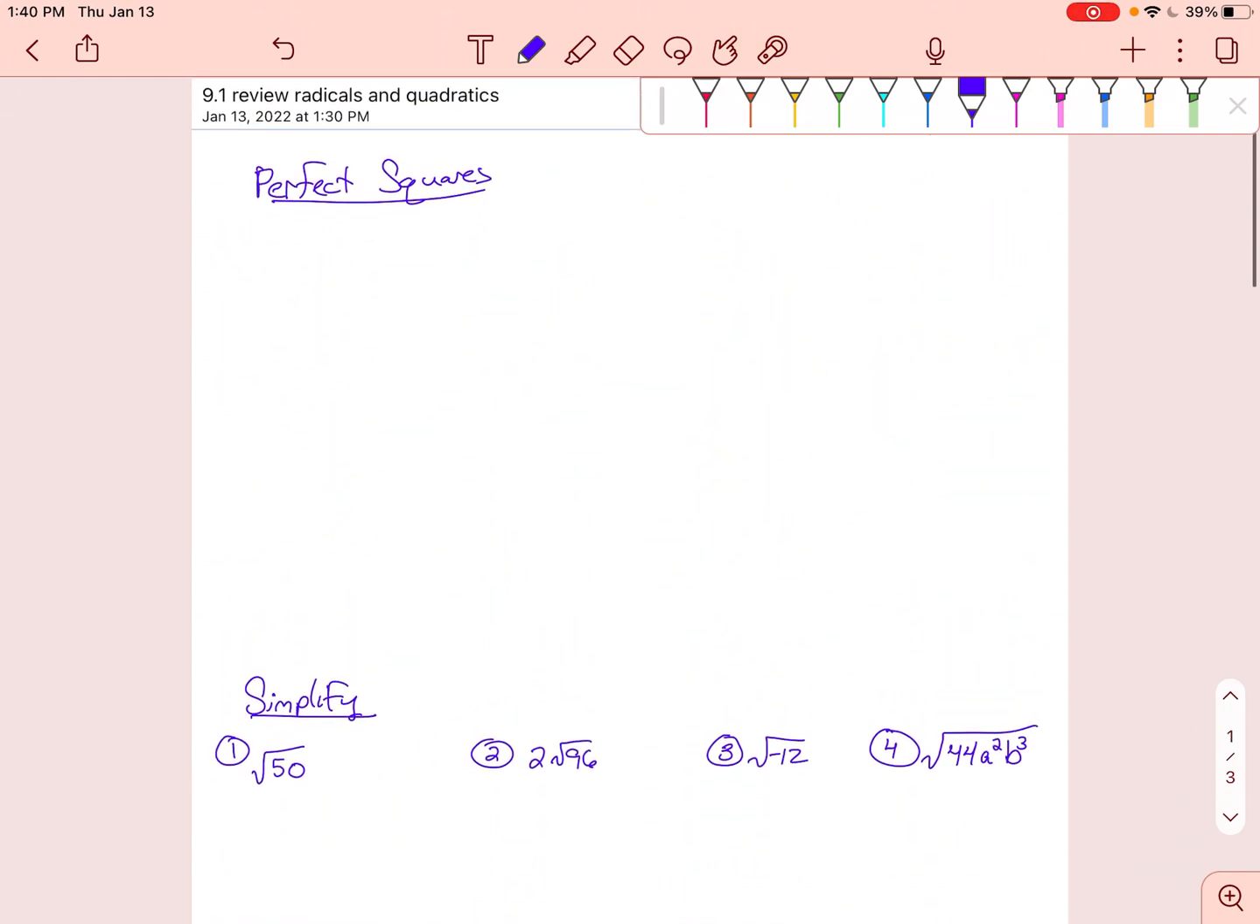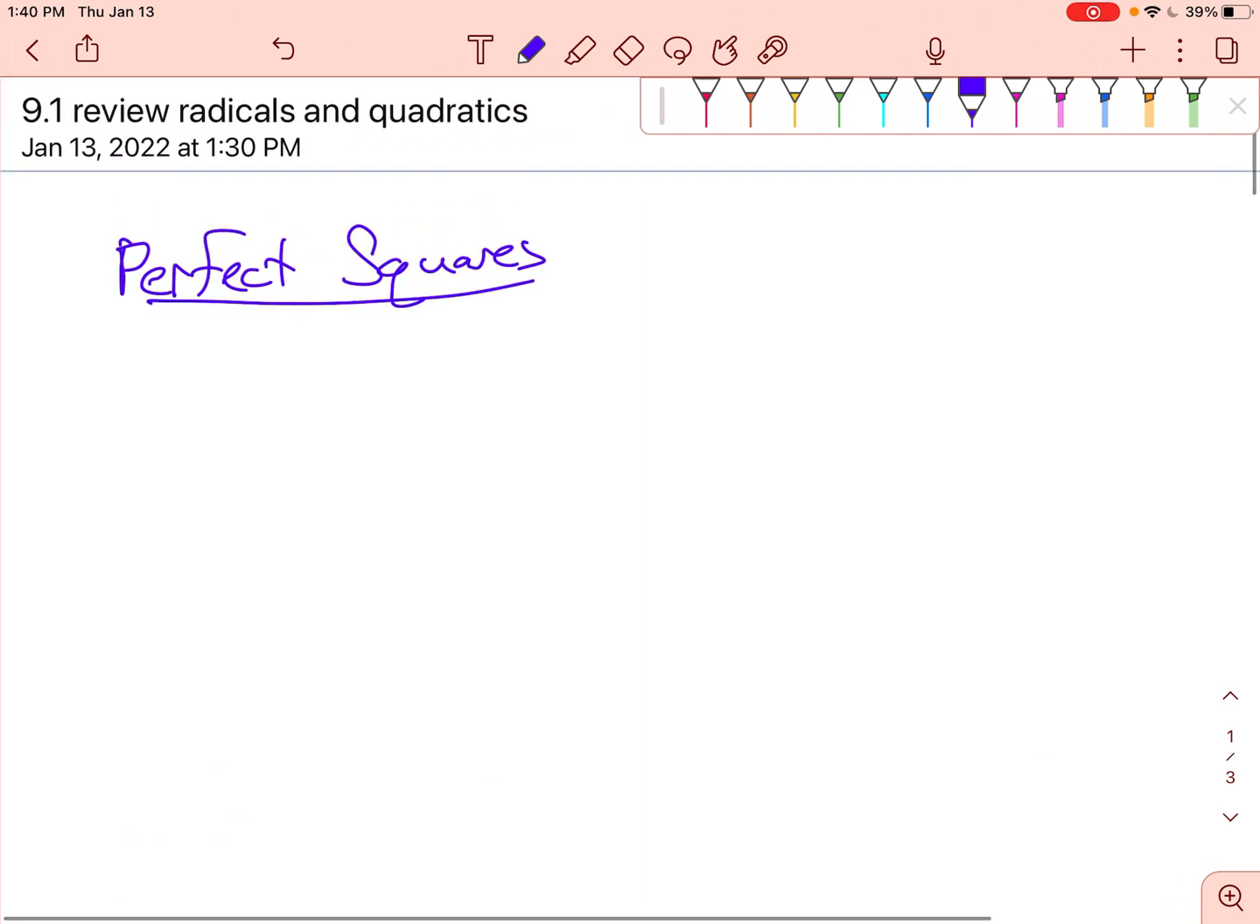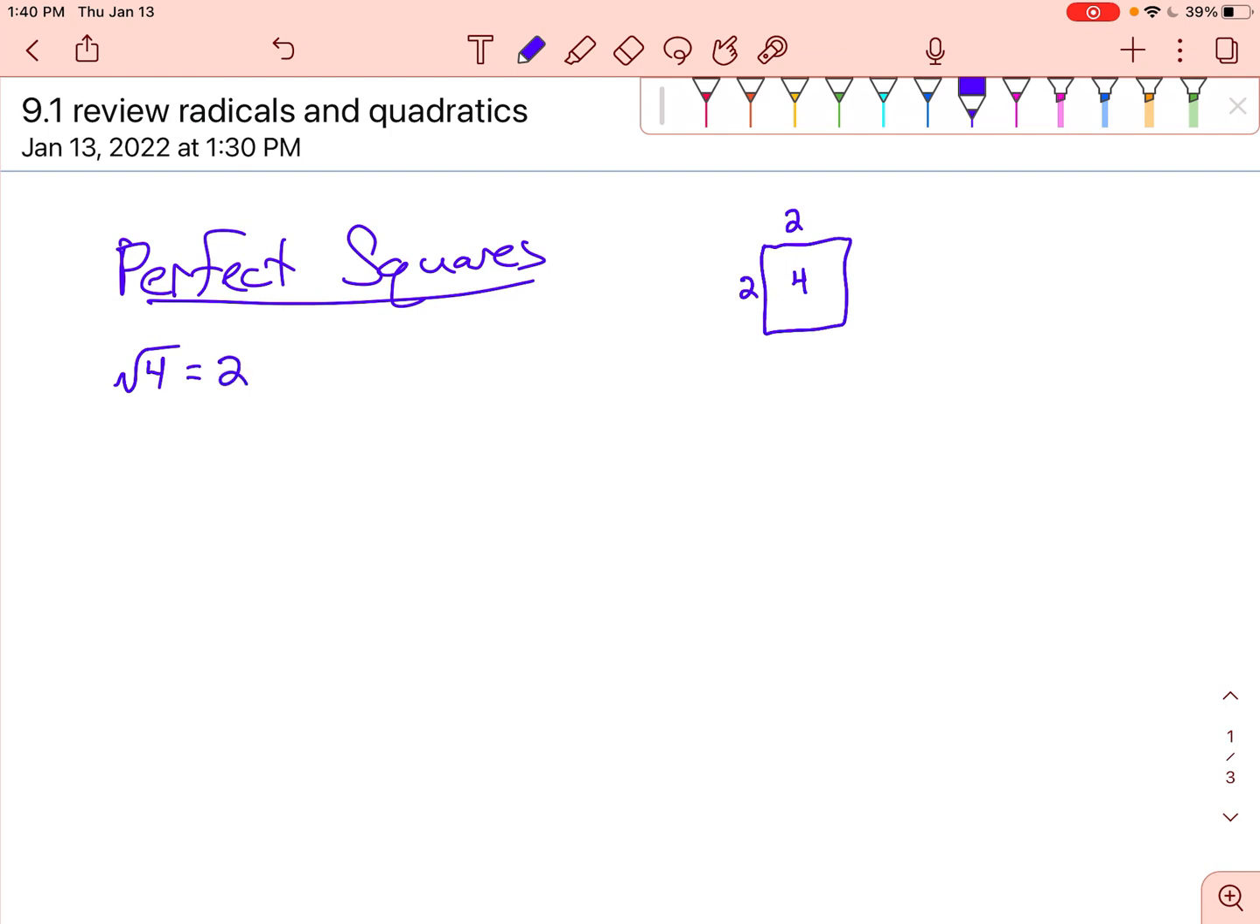So just as a preview, we are going to start on identifying what perfect squares are. So perfect squares are numbers that, again, form the area of a perfect square. So this, pretend, is a perfect square. And if the sides are 2, the area of this is going to be 4. Okay? In other words, when I take the square root of 4, it gives me an exact answer of 2. 2 squared is 4, therefore the square root of 4 is 2.